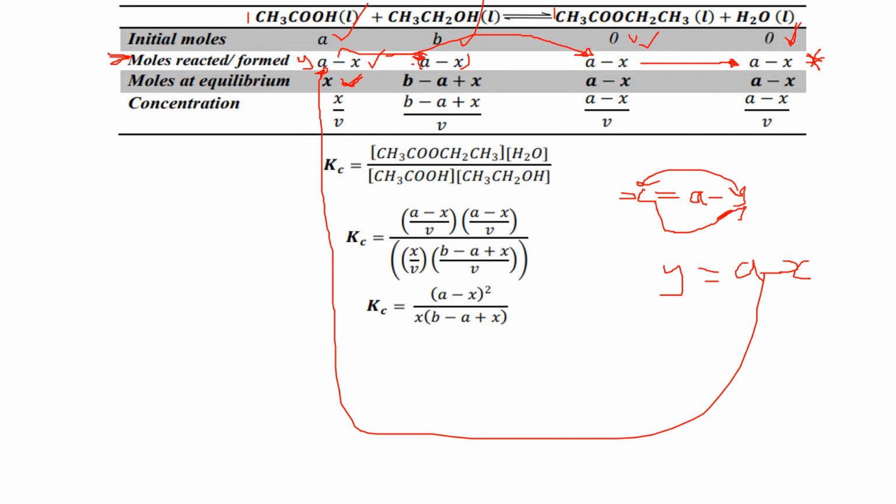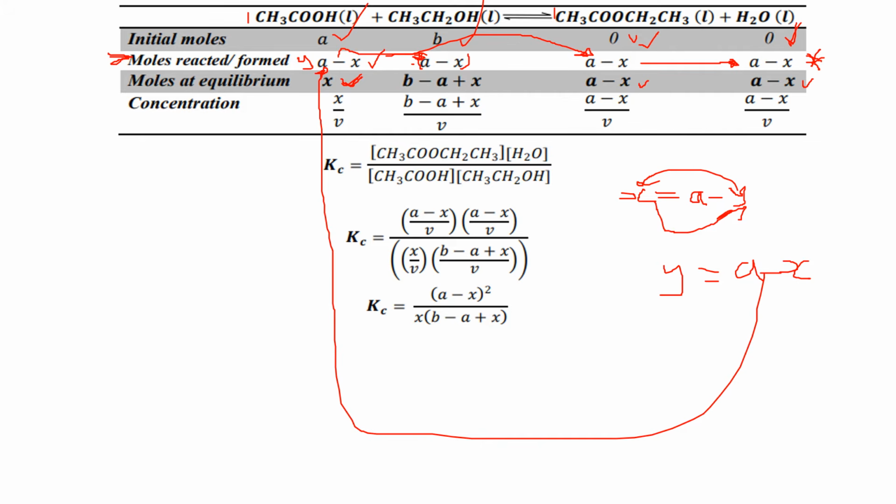Now on the product side, you just add. So it's going to be 0 plus A minus X, and you're going to end up with A minus X. And it's going to be here for water, 0 plus A minus X, and you're going to end up with A minus X. Now to get concentration, you divide the number of moles present at equilibrium by the total volume of the solution that you are dealing with. And in this case it was V. So you're going to divide everything by V.